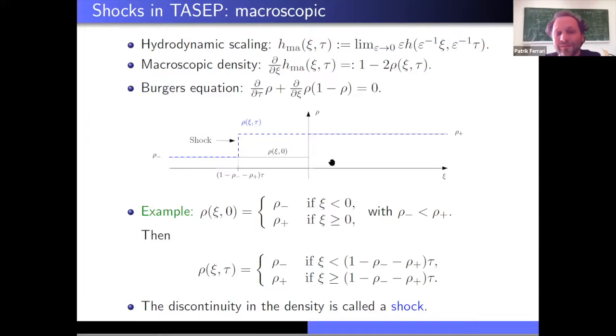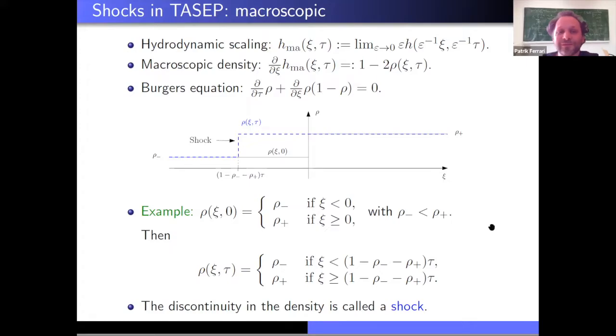Suppose that you have initially a density rho minus of particles to the left of 0 in the Burgers equation, and to the right of 0, density rho plus. Then this discontinuity in the density will remain, will not disappear, and will move to the left or right, depending on 1 minus rho minus minus rho plus. This will be the speed of the shock. Macroscopically, this is something deterministic. This discontinuity that remains in time is called a shock.